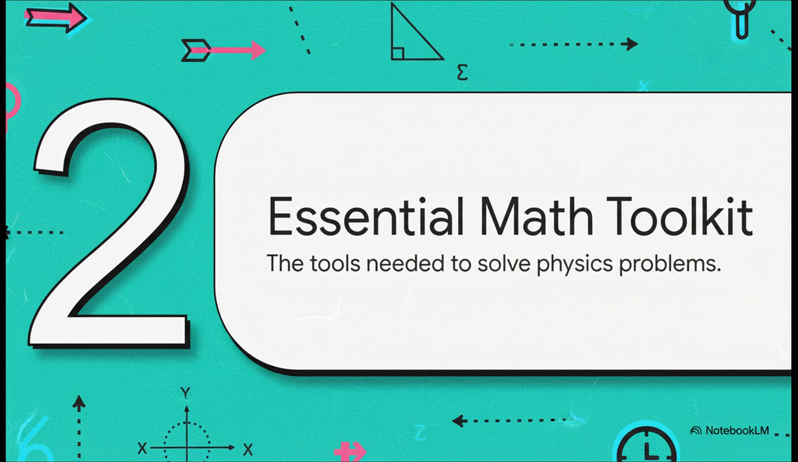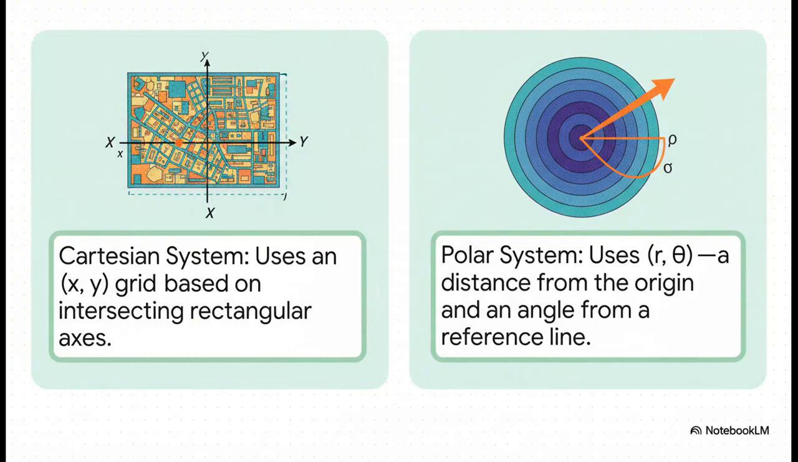This is where we grab the tools we need to translate those physics concepts into equations that we can actually solve. To describe where something is in space, you basically need a map. And in physics, we use two main kinds. You've got the Cartesian system, which you know and love, right? The good old XY grid, like streets in a city. But then there's the polar system. It does the same job, but in a different way. It uses r, theta. That's a distance from the center and an angle. Both are super important for describing position.